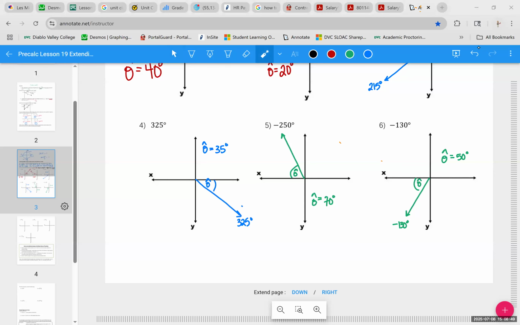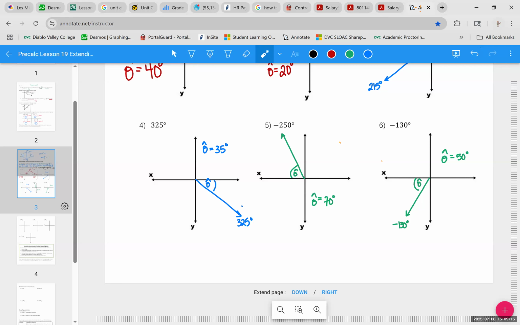All right, how did it go? So graphing 325 would be here in the 4th quadrant. Its reference angle would be right here between the x-axis and its terminal ray. And since I know all the way around is 360, how much further do I need to go if I'm at 325? So that would be like 360 minus 325, which is 35.